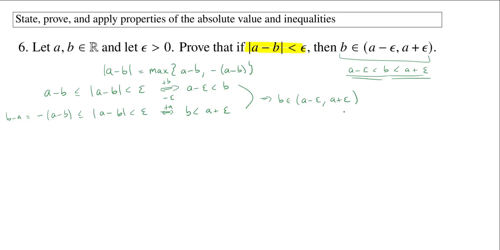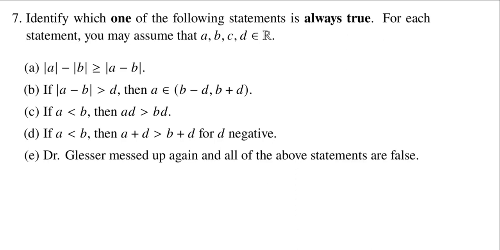All right, let's move on to problem number 7. Okay, so in problem number 7, we're asked to identify which one, so there's only going to be one of them, of the following statements is always true. All right, well, let's see.